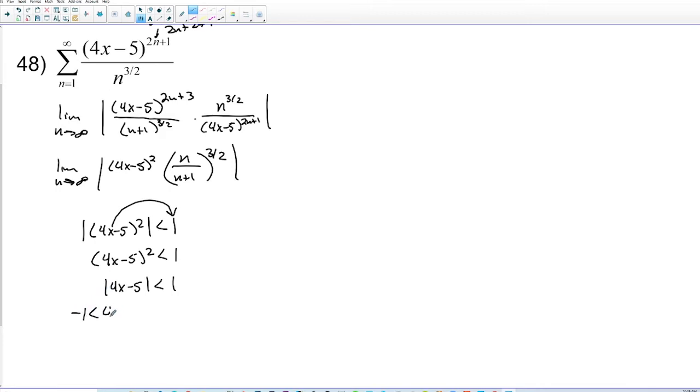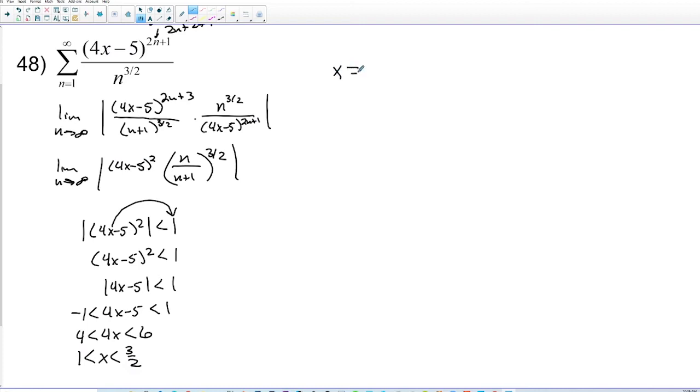Negative 1 is less than 4x minus 5 is less than 1. Let's add 5. We get 4 is less than 4x is less than 6. And then divide by 4. 1 is less than x is less than 6/4, which is 3 halves. Now one of these should make the parentheses 1. One of those should make the parentheses negative 1.